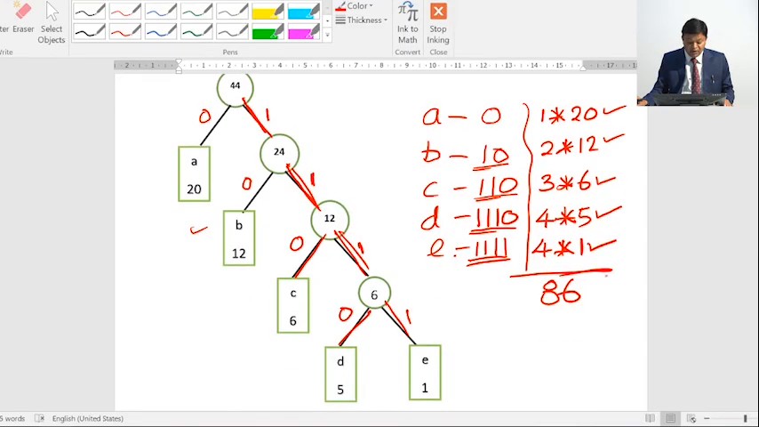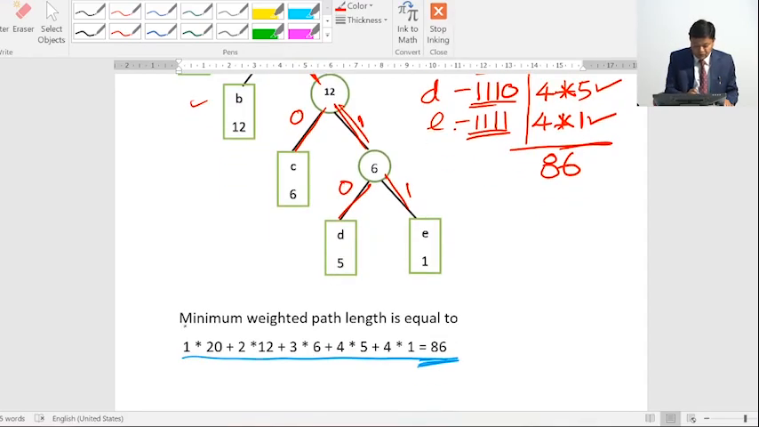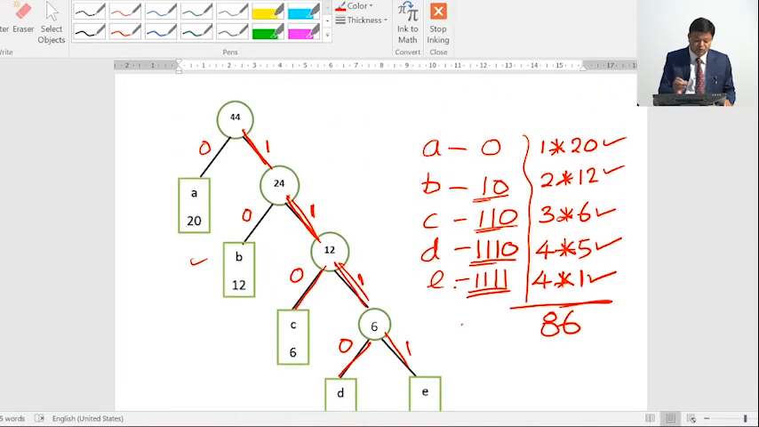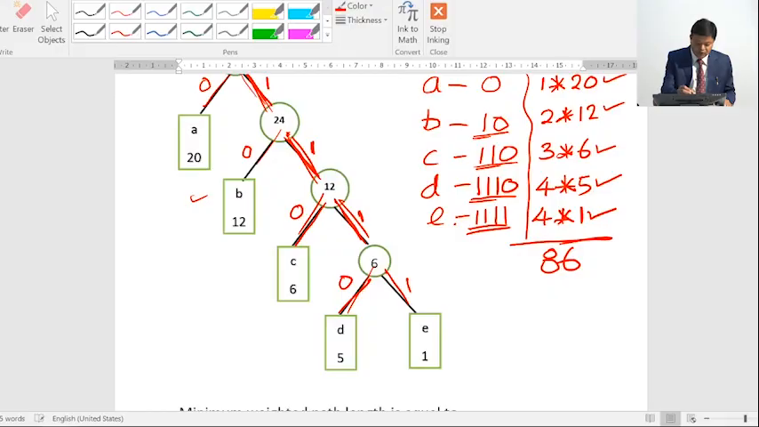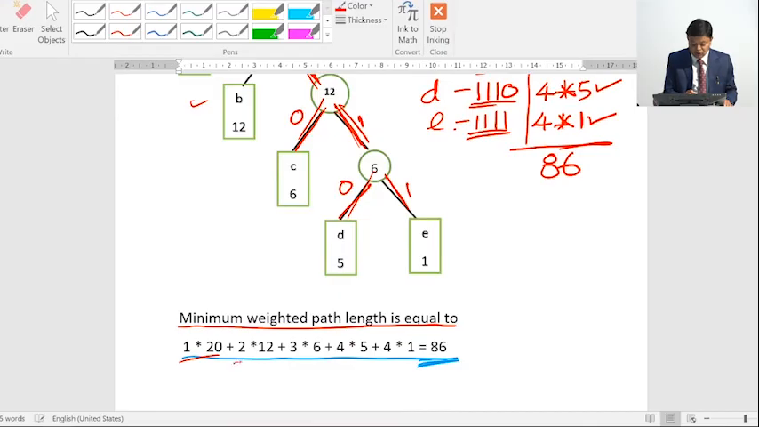Now, same can be calculated using this path length. If we calculate minimum weighted path length of this tree, it will be 1 into 20, 2 into 12, 3 into 6, 4 into 5, 4 into 1. We will add all of them. If we add all of them, then we get minimum weighted path length, which also comes to be 86.